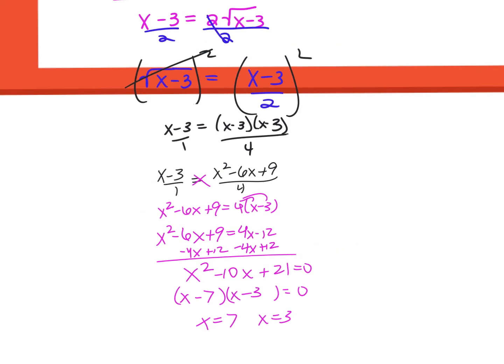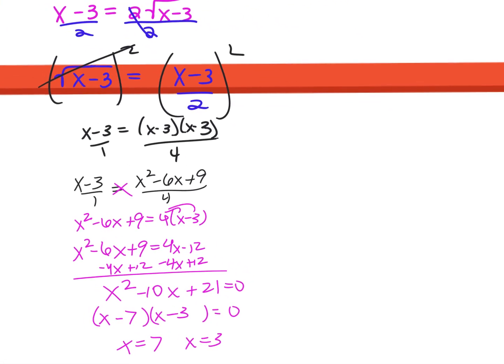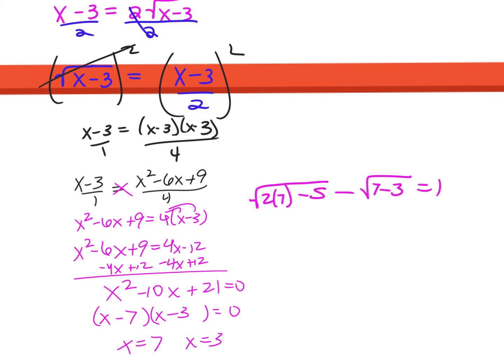And what do we need to do with those two answers, guys? We got to make sure we go back and check. So let's check here. We have 2 times 7 minus 5. And then underneath this radical is 7 minus 3. Does that equal 1?